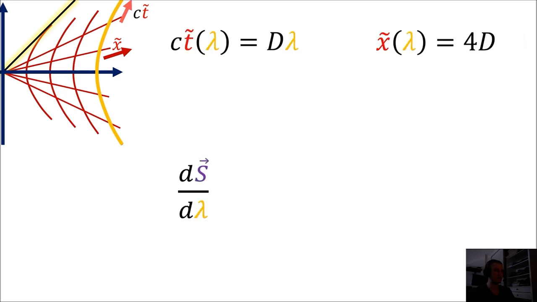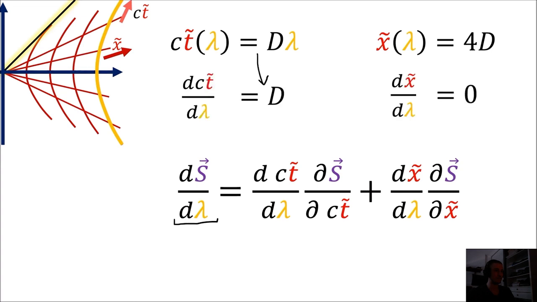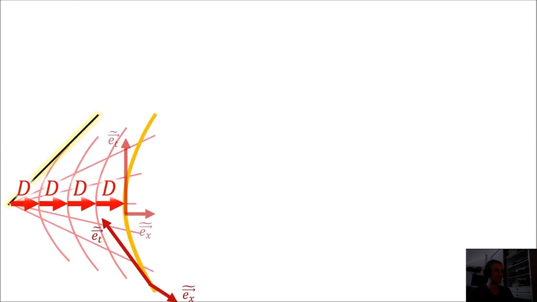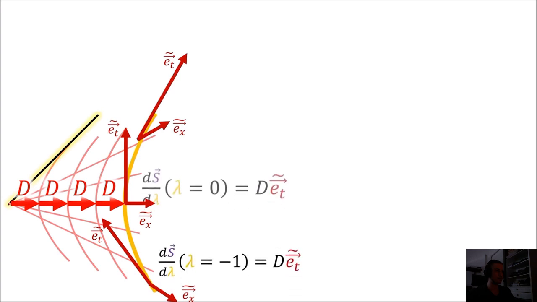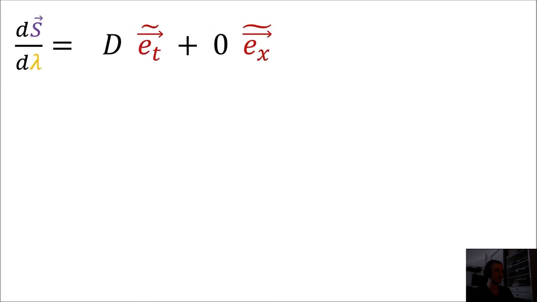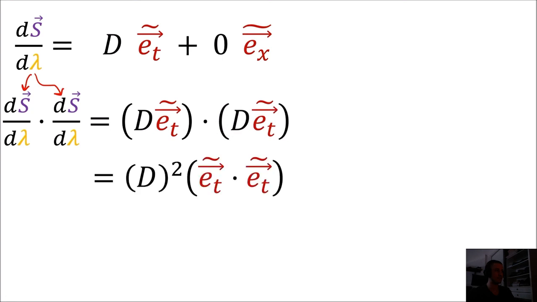Again, we need the tangent vector ds by d lambda, which equals this multivariable chain rule expansion. dct tilde by d lambda is just d, and since x tilde is a constant, its derivative with respect to lambda is 0. Plugging these in, we get that the tangent vector is just d times et tilde, with no x component. Since et tilde is always tangent to this hyperbolic curve, it makes sense that the tangent vector ds by d lambda is just a scalar multiple of et tilde. Now, ds by d lambda dotted with itself is just d squared times et tilde dot et tilde.